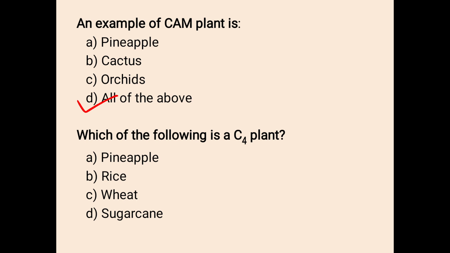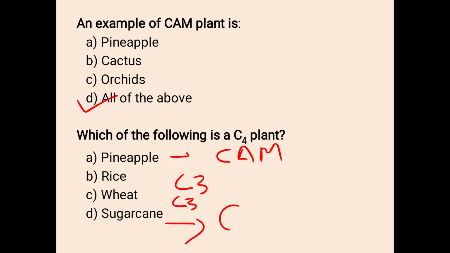Next question again is asking which of the following is a C4 plant. The options given to you are pineapple, rice, wheat and sugarcane. Pineapple is a CAM plant. Rice is a C3 plant. Wheat also is a C3 plant. So sugarcane is a C4 plant. So the correct answer is sugarcane.